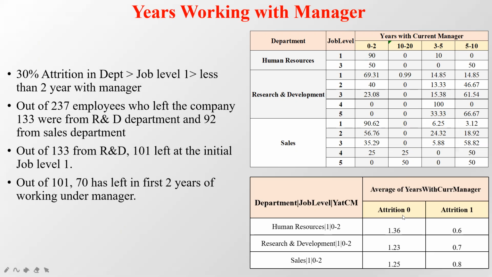And if you look at the other table, this is attrition 0 current and 1 are the past employees. So employees who are leaving have an average of years with current manager of 0.6 for HR, 0.7 for R&D, and 0.8 for sales.